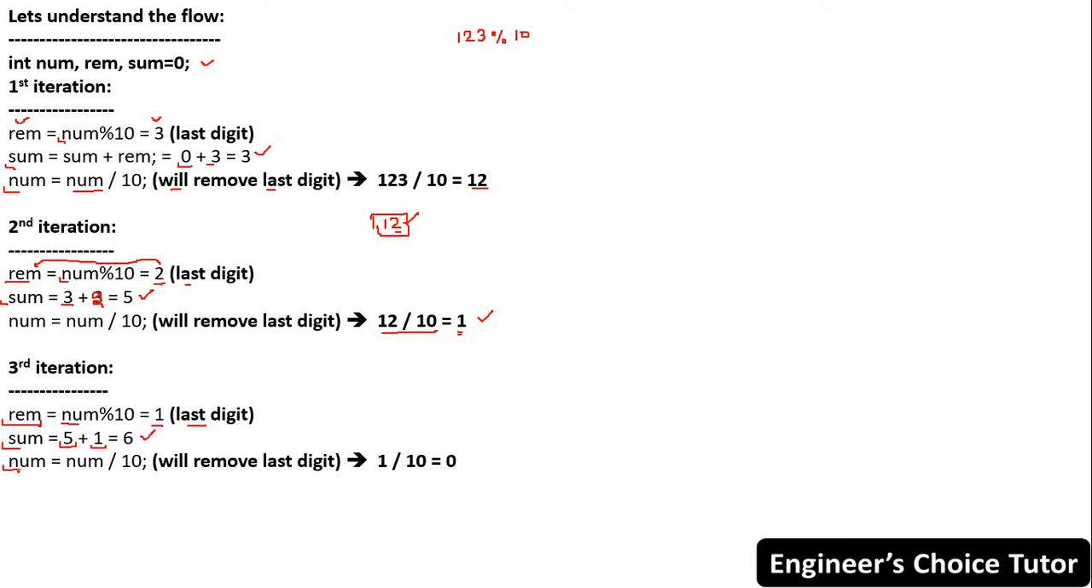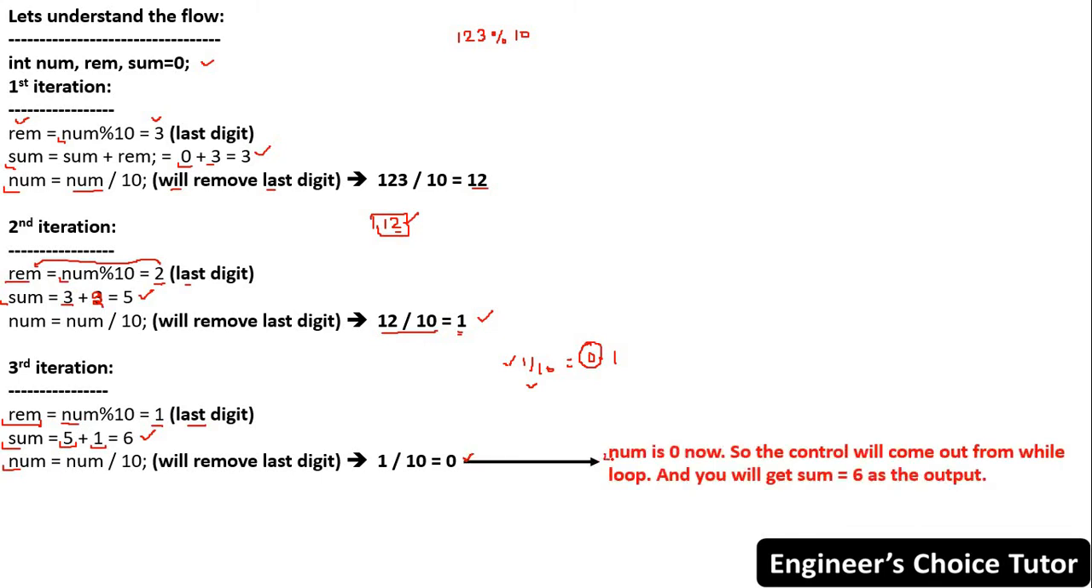Then if you perform num is equal to num divided by 10, it means 1 divided by 10. Basically you will get 0.1. But you are doing what? Int by int. So it will take only the value 0. Now your number will become 0, right? Number is 0 now. So the control will come out from the while loop and you will get sum equal to 6 as the output.